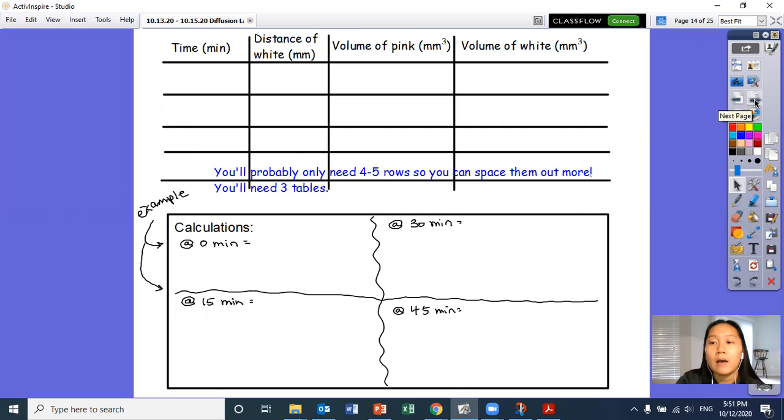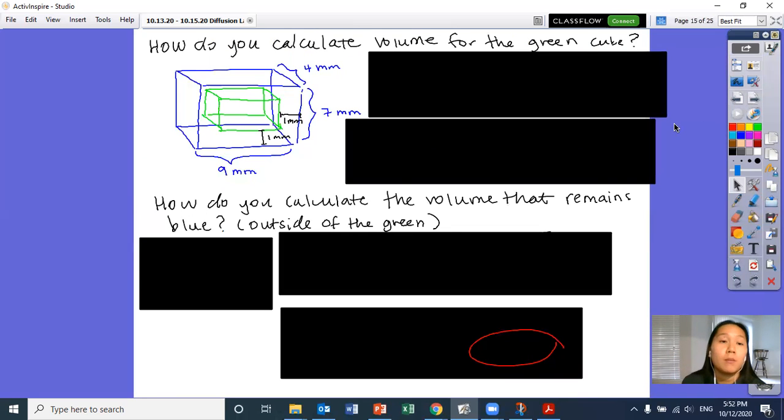And then I'm going to have you lastly drop off by thinking about this problem. How do you calculate volume for the green cube on the inside of the blue cube? I showed you that the blue has diffused in by 1 millimeter on all sides. So you know the original blue measurements were 9 millimeter base, 7 millimeter height, and 4 millimeter depth. But I want you to calculate the green volume now. For example, you know that for the base, it went in on this side by 1 millimeter.